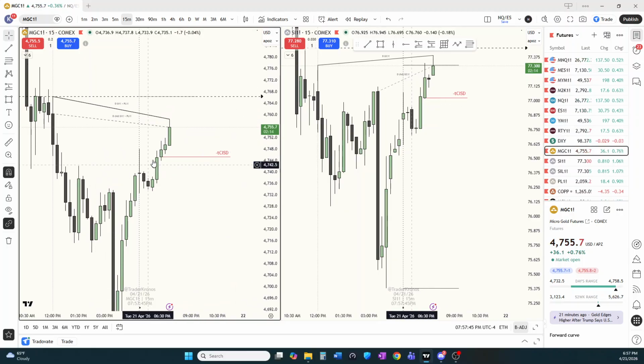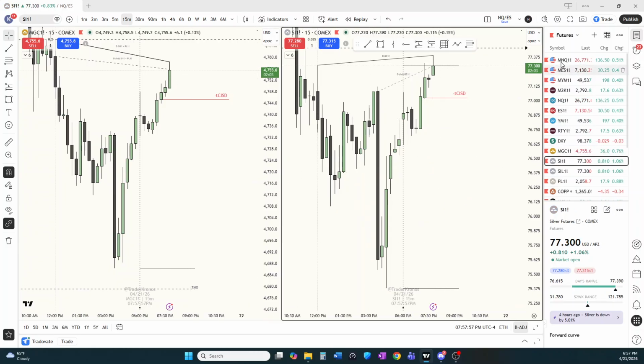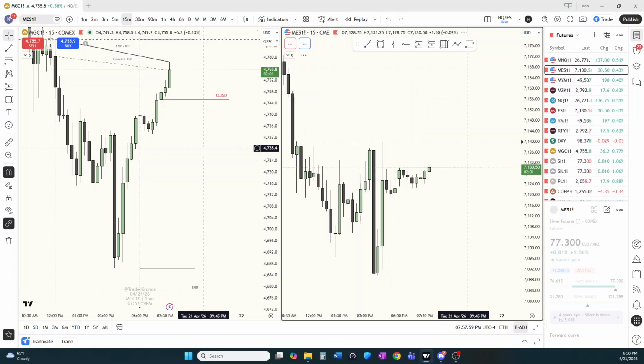Ideally, I would also like to see this get inversed too. It's a little bit extra confirmation, but doesn't have to. This would be plenty of confirmation to short back down. And what's indices doing now?